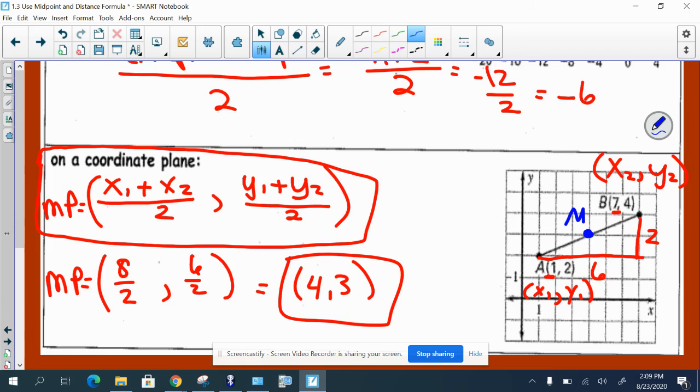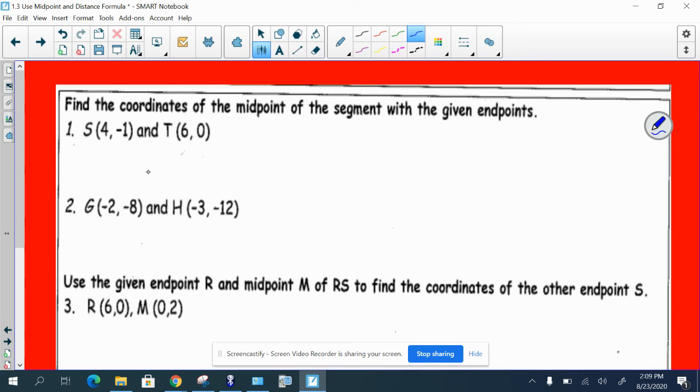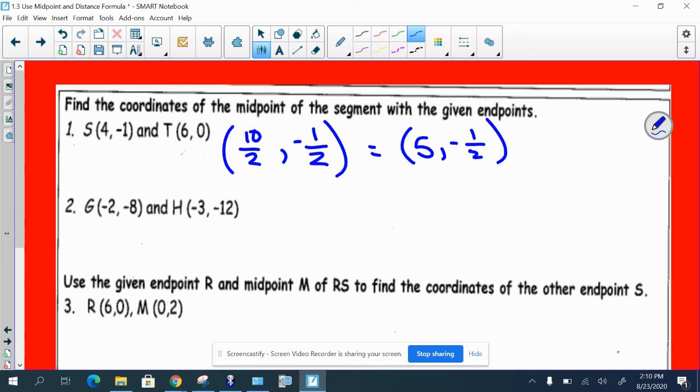Okay. A few more practice questions. Find the coordinate of the midpoint of the segment with the given endpoints. So let's do the same thing. So remember that the midpoint is a coordinate. So if you want, you can kind of set up your coordinate there. So add the x's. 4 plus 6 is 10 over 2. Negative 1 plus 0 is negative 1 over 2. Okay, and always simplify. So this would be 5, negative 1/2.